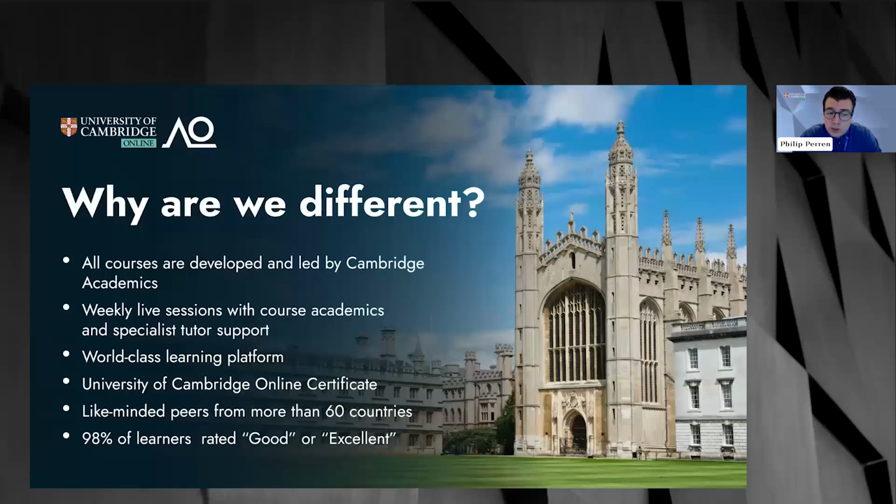We have a world-class learning management system that provides the best learning experience, and you will also receive, upon successful completion, a University of Cambridge online certificate. We'll get to see an example of this in just a moment. Our learners are from more than 60 countries globally, giving you the opportunity to network with professionals from all over the world. And finally, we have received highly positive learner feedback. So 98% of our learners across 16 courses in the September 2023 cohort rated their course good or excellent.